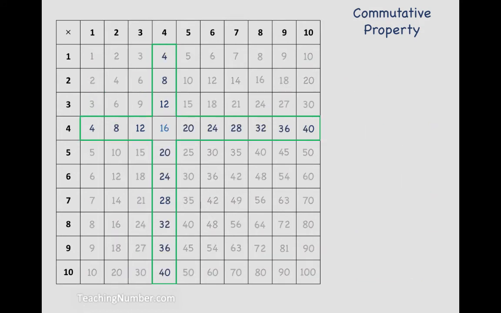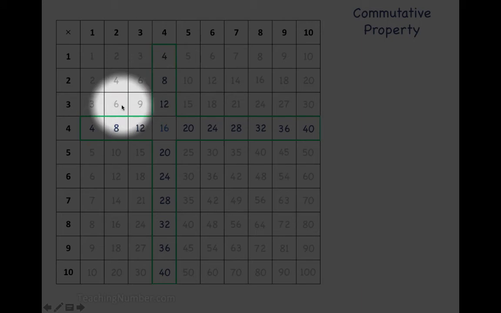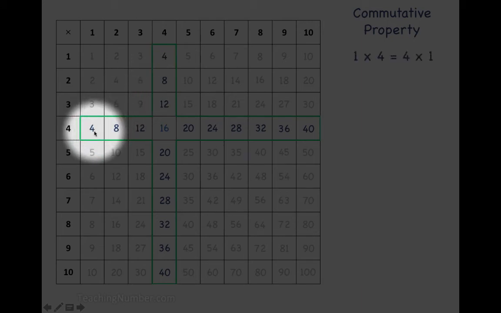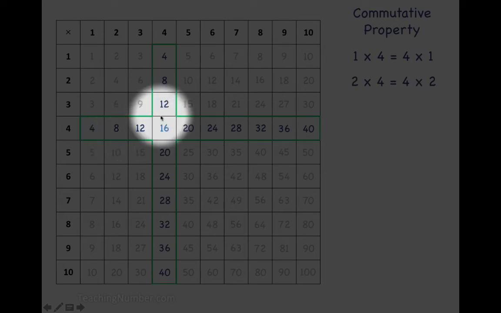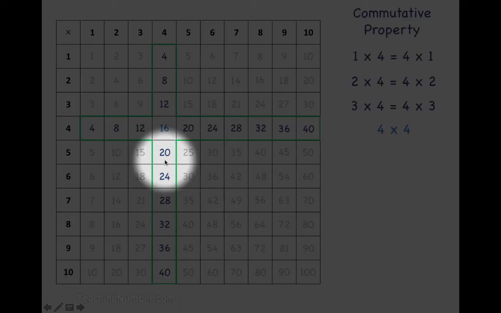Now let's look at a factor of 4. 1 4 or 4 1s make 4. 2 4s or 4 2s make 8. 3 4s or 4 3s make 12. 4 4s is on the diagonal of symmetry and makes 16. 5 4s or 4 5s make 20.